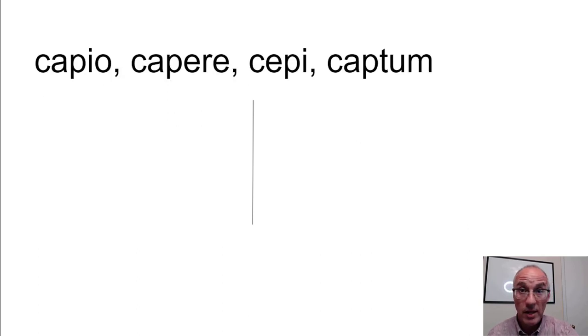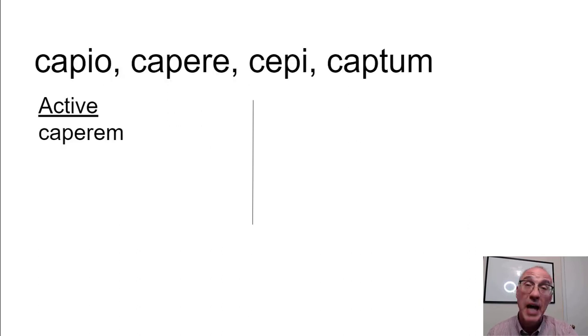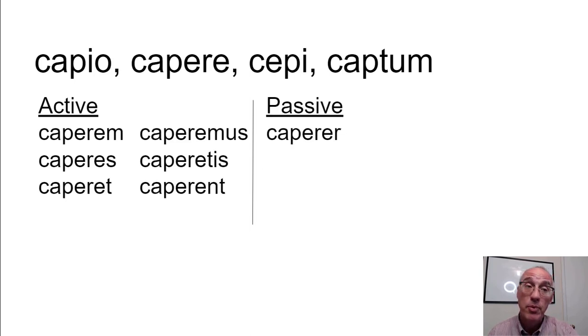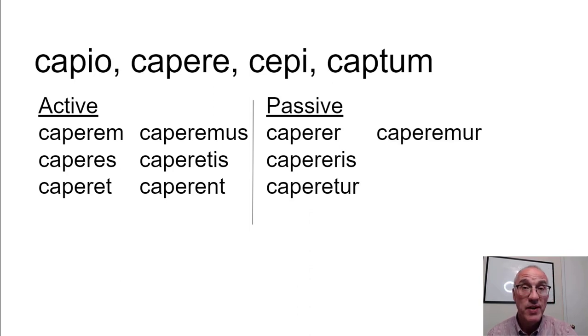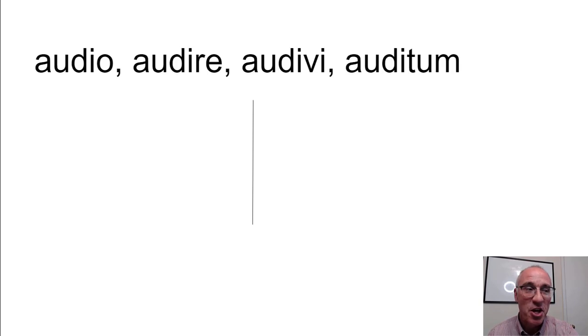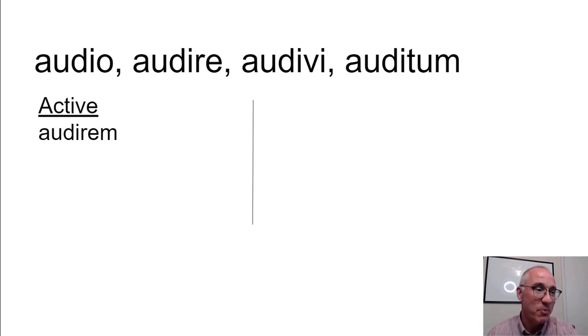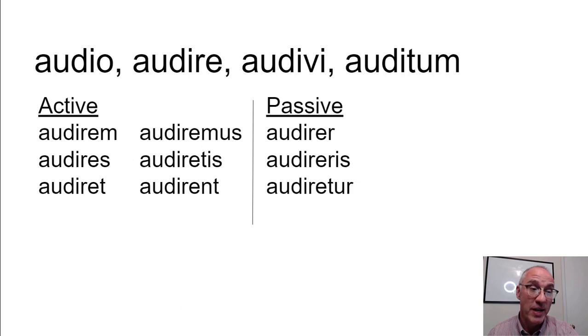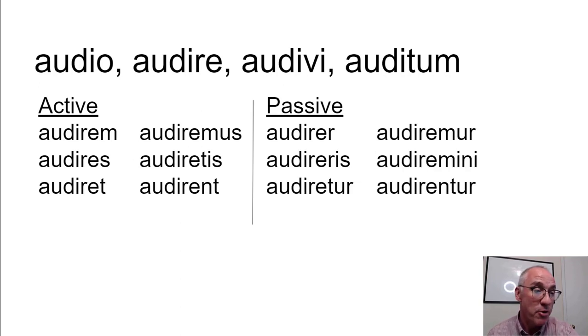Let's go with the third io, for sure. Capio, capere: caperem, caperes, caperet, caperemus, caperetis, caperent. And the passive endings go on there as well. It looks a little odd to see those endings right on the second principal part, but here it is. With the fourth conjugation, audio, audire: audirem, audires, audiret, audiremus, audiretis, audirent. And the passive, audirer, audireris, audiretur, audiremur, audiremini, audirentur. It's odd to say.